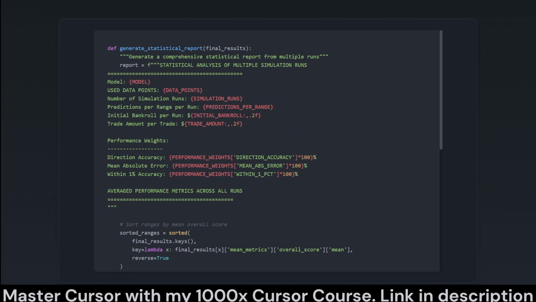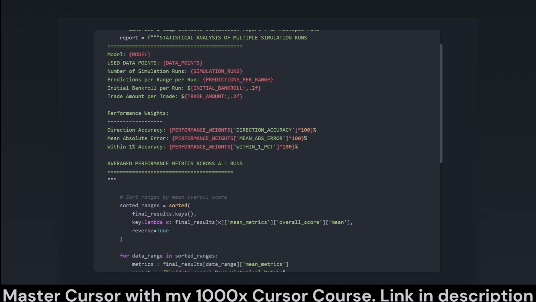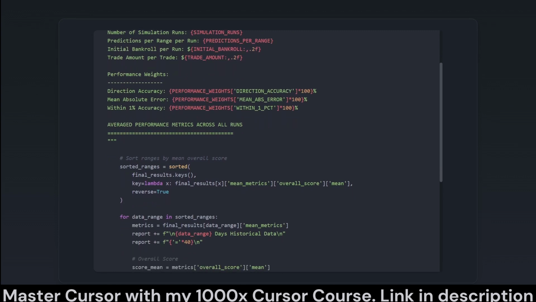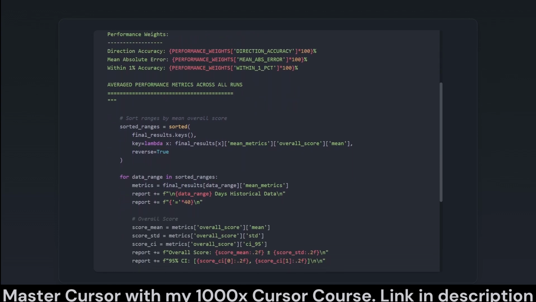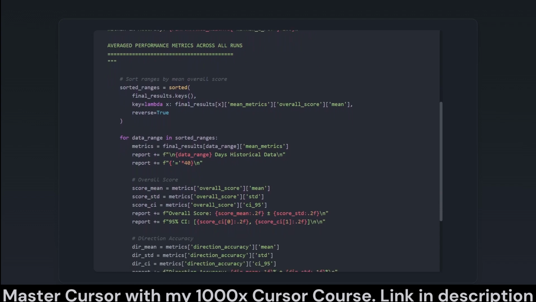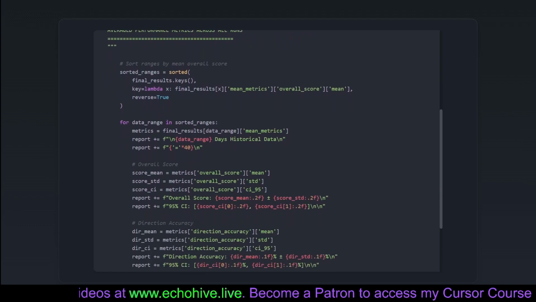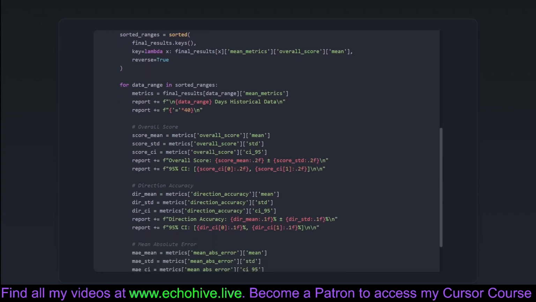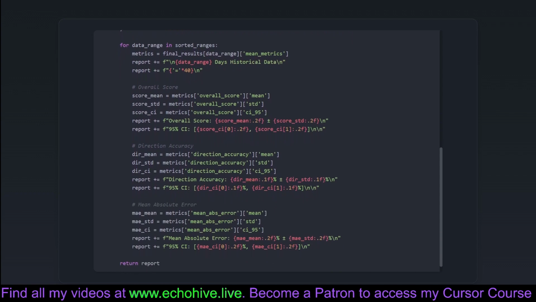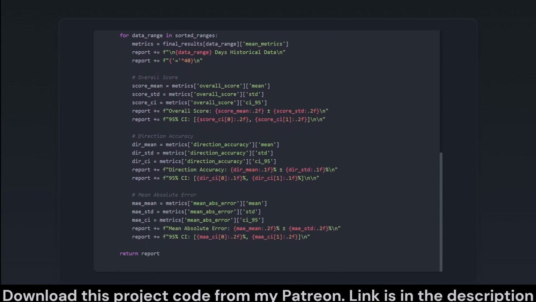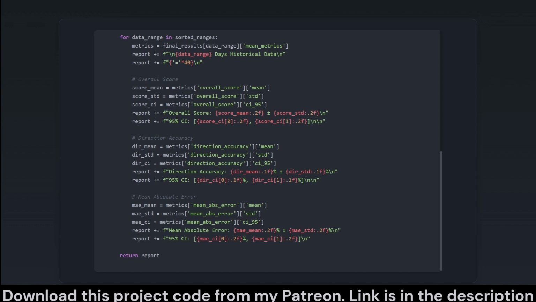That's the generate statistical report function, which crafts a meticulous narrative from the aggregated results of multiple simulation endeavors. This function synthesizes how simulations pan out over various data ranges, compiling mean metrics, standard deviations, and confidence intervals. You could say it's the analytic crescendo where everything from prediction precision to performance consistency is harmonized into a comprehensive report. It ranks these metrics meticulously, guiding end users through the intricate performance landscape navigated by this AI-driven simulator.